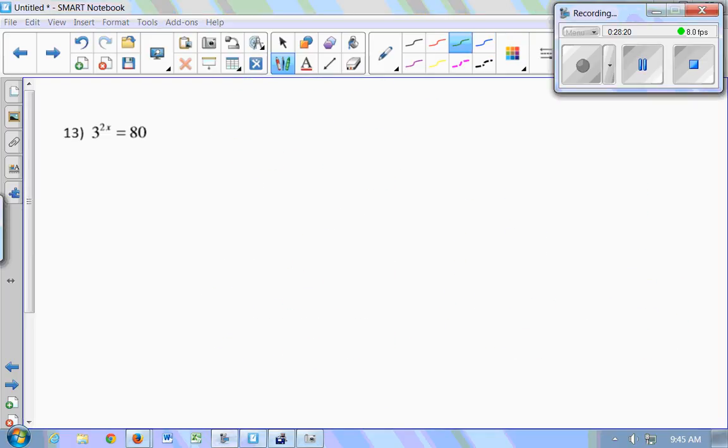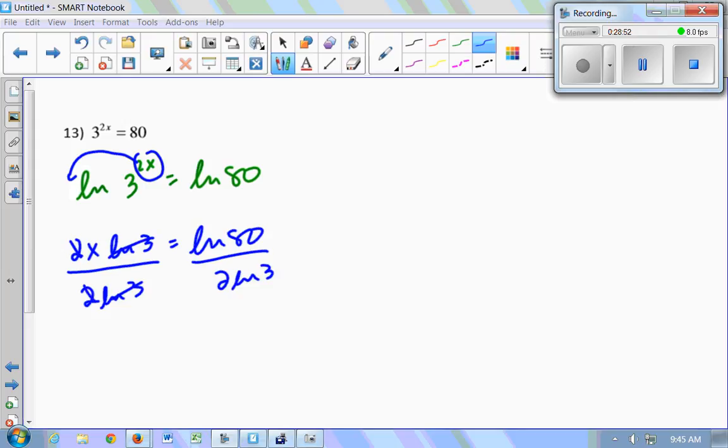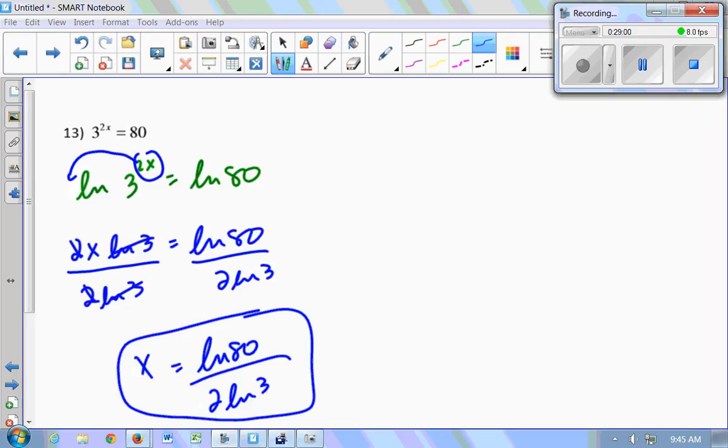Okay, so here I've got a variable in the exponent. The exponential is already isolated, so to get that variable down, I take the log of both sides. And that allows me to take my 2x and bring it down. So I have 2x times the ln of 3 equals the ln of 80. And then to isolate the x, I can divide by 2 ln 3, because then those will cancel and those will cancel. And I get x is the ln of 80 divided by 2 ln 3. And I would give that as my exact answer.